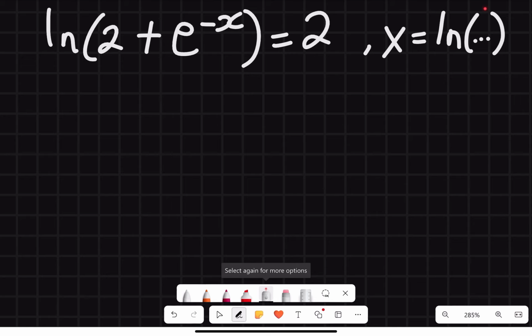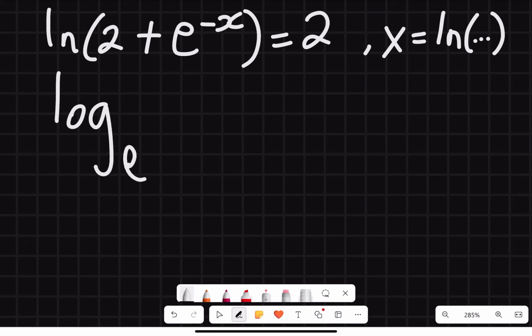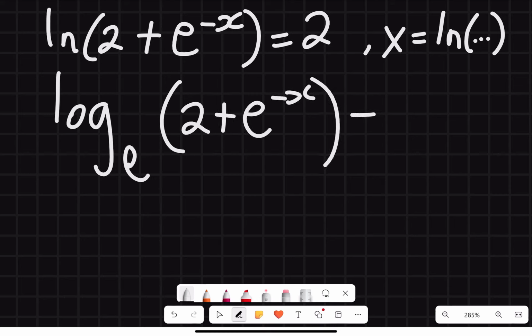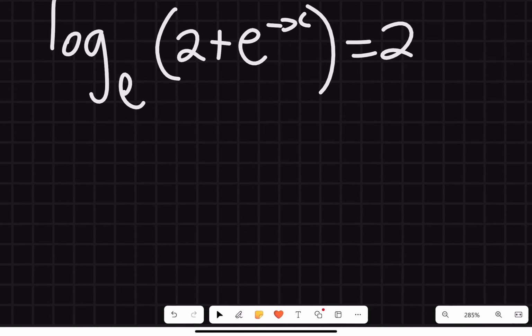So guys, I know that ln is basically log base e, that is the natural log. So I'm going to rewrite my equation in this form: e^(-x) = 2. All right, and then let's see.